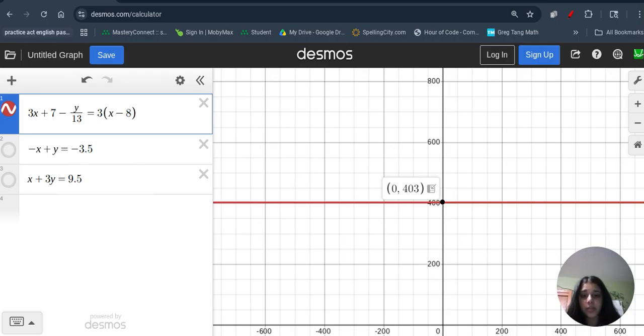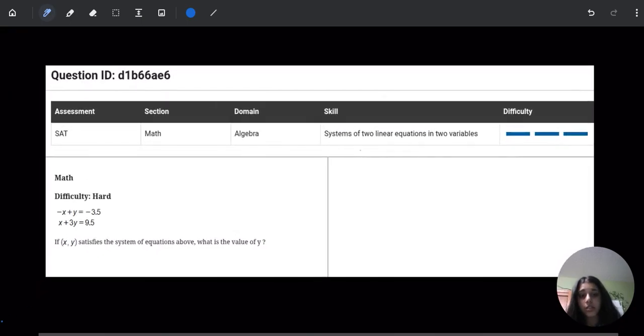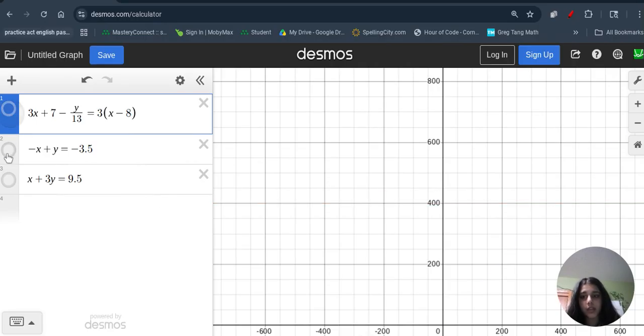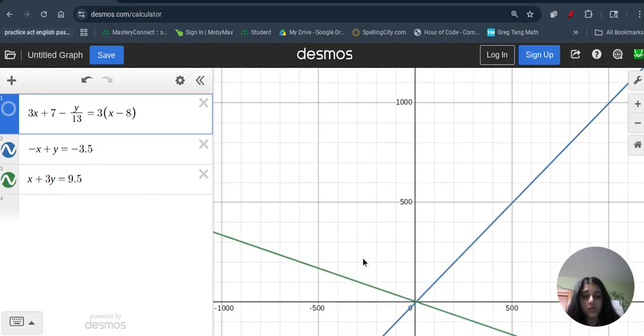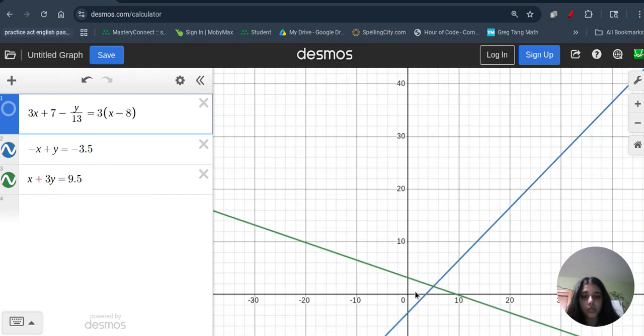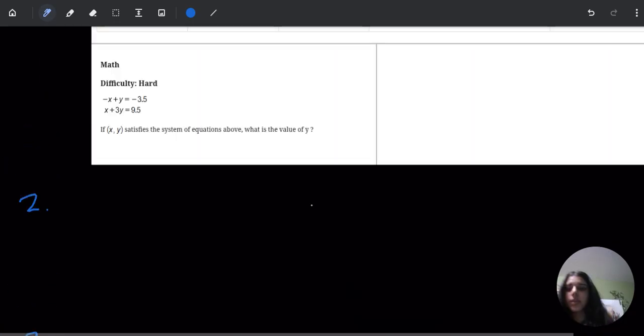Very quick, very simple. Okay, the next question, again, this is directly from the College Board, and it's a hard question. Have a system of equations. We are putting that system of equations into Desmos, just typing them in, graphing them, and the solution is where the two lines intersect, or where they cross over each other, which is at this point 5, 1.5. This is in the form of x, y, so y is 1.5, and boom, we have found the answer once again.